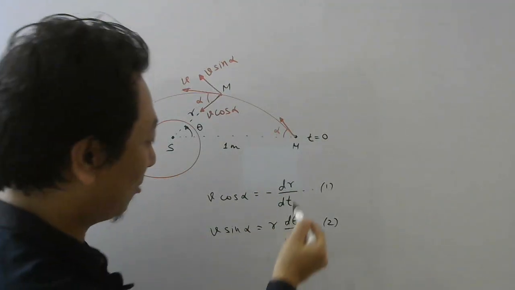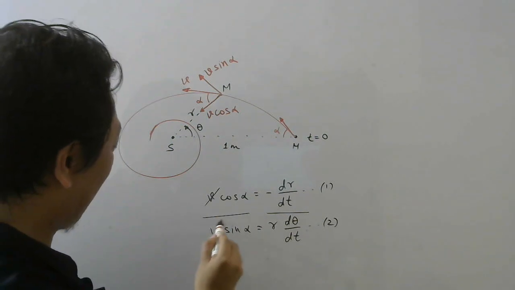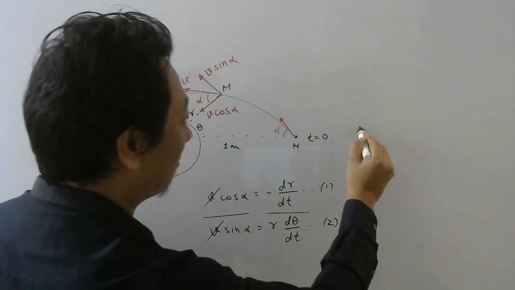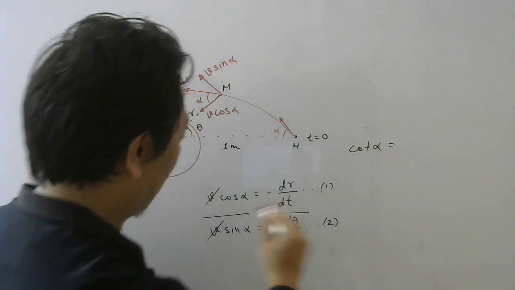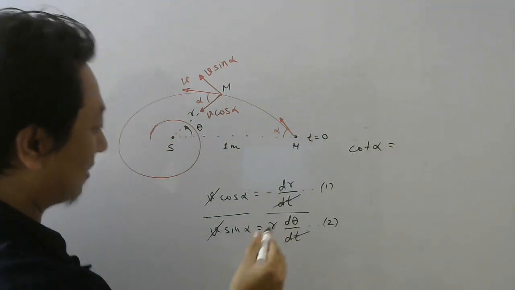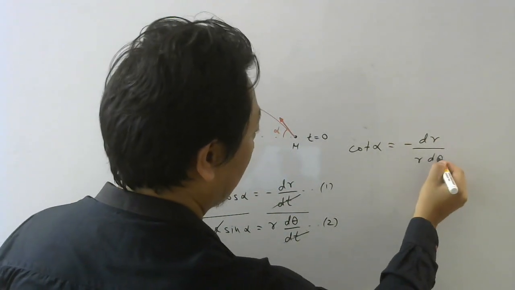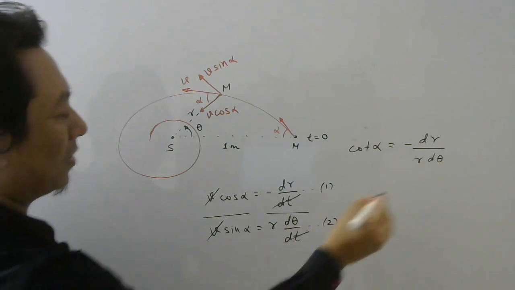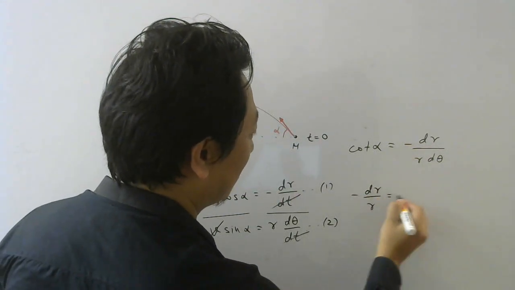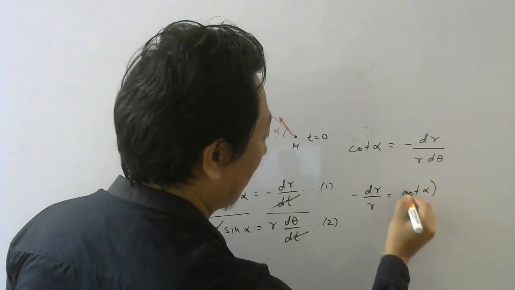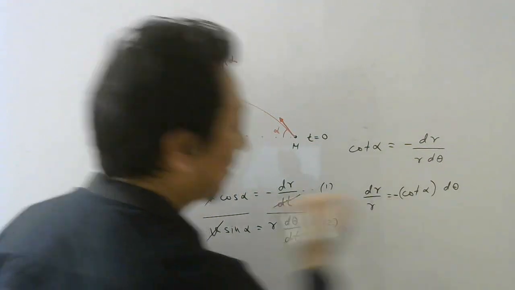So now if you divide equation 1 by equation 2, what will you get? V will cancel. Cos alpha by sin alpha will be cot alpha. And on the right hand side, dt will cancel. So minus dr by r d theta. Right? So if I cross multiply, I will get minus dr by r is equal to cot alpha times d theta. Let me put the minus sign here.